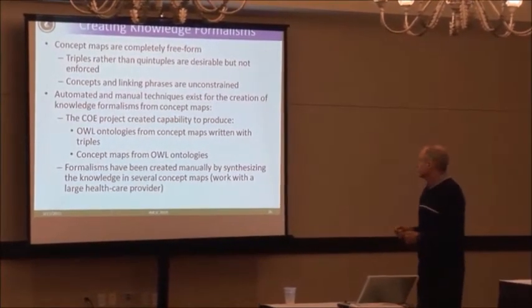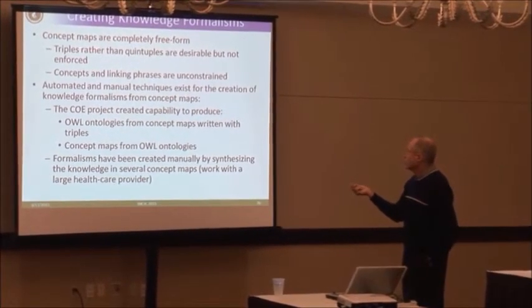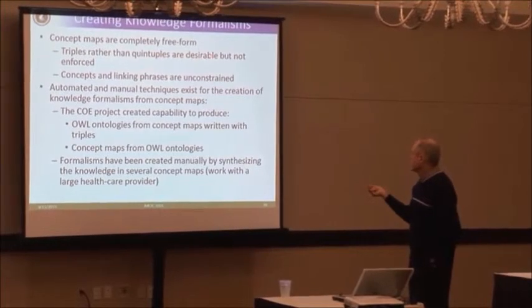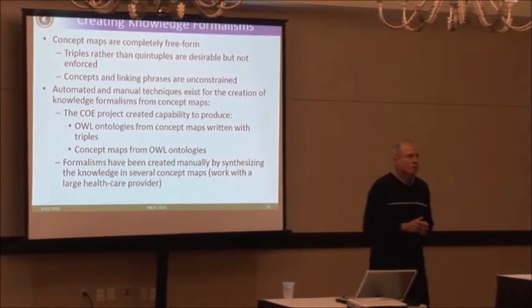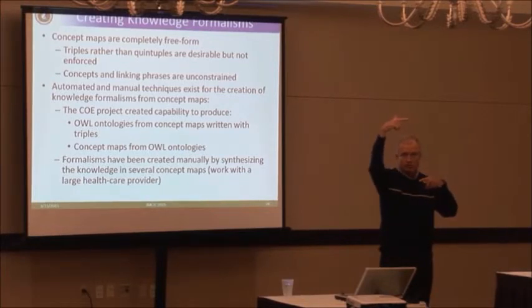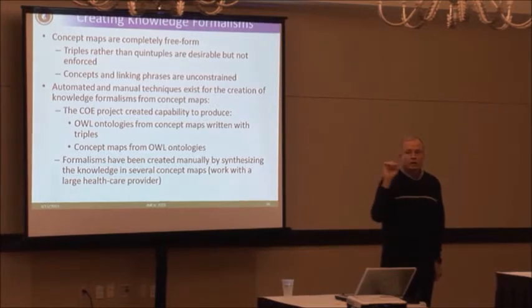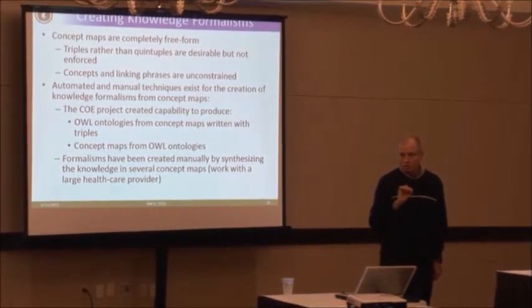We can also use them to create knowledge formalisms. Concept maps, as I said, are completely free-form. We hope we have triples instead of quintuples. An example, grass is green would be a triple, stands by itself, makes perfect sense. What if I said, grass is green in summer?